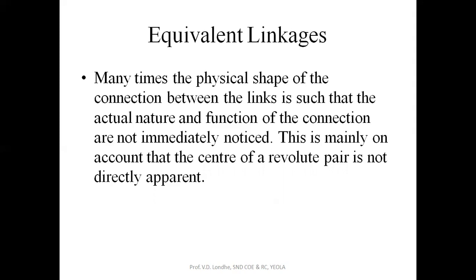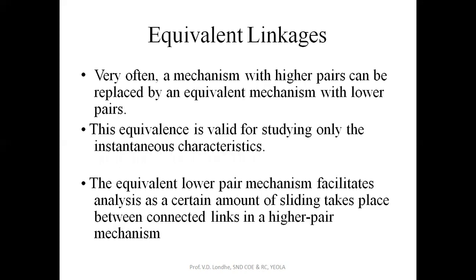That motion is possible with the help of Grashof's law, which says that in the four bar chain mechanism, rotary motion of the crank gets converted to oscillating motion. But in some mechanisms, we are not able to predict whether the motion will be circular or oscillatory. In that case, we have to use these equivalent linkages. In equivalent linkages, very often a mechanism with a higher pair can be replaced by a lower pair.